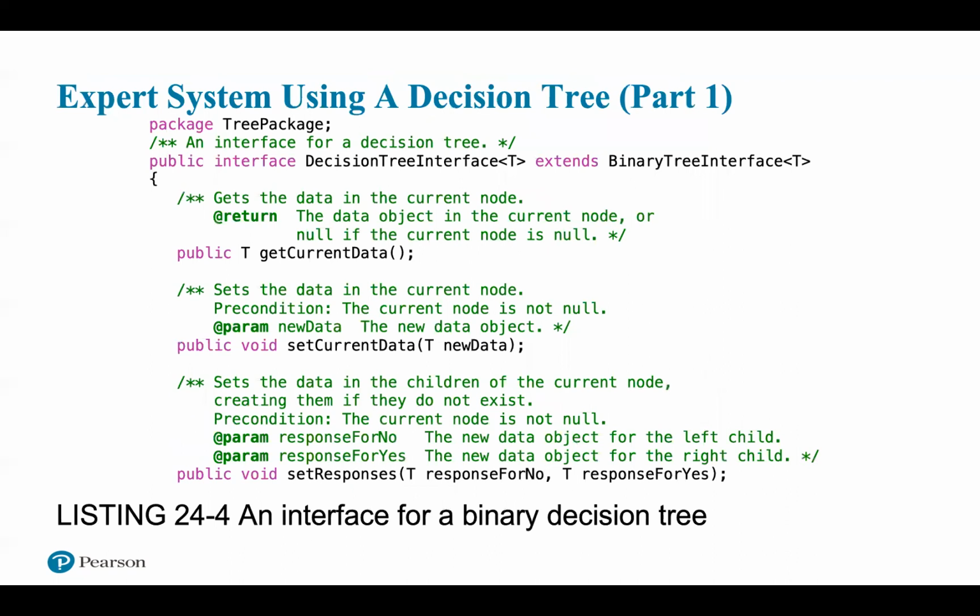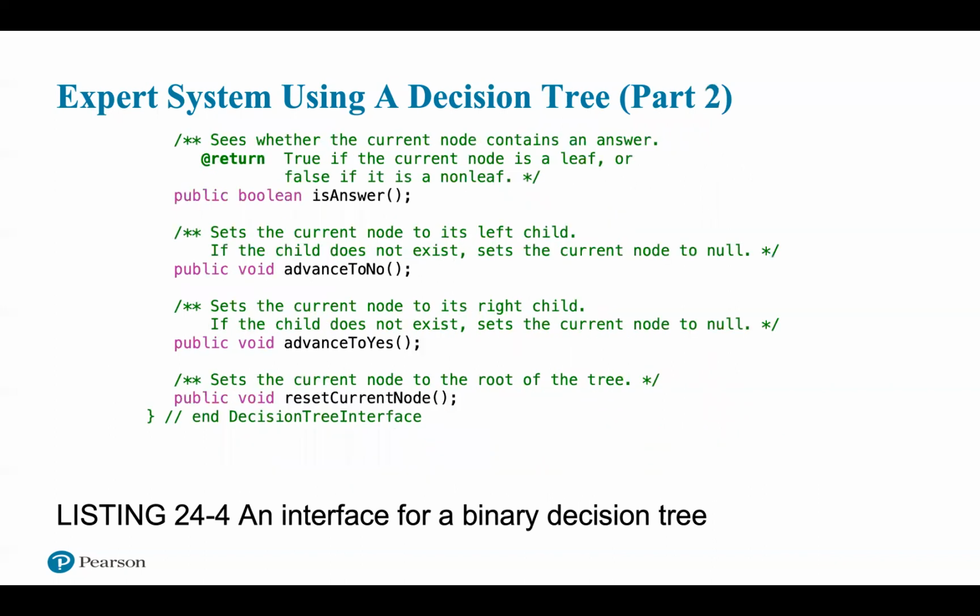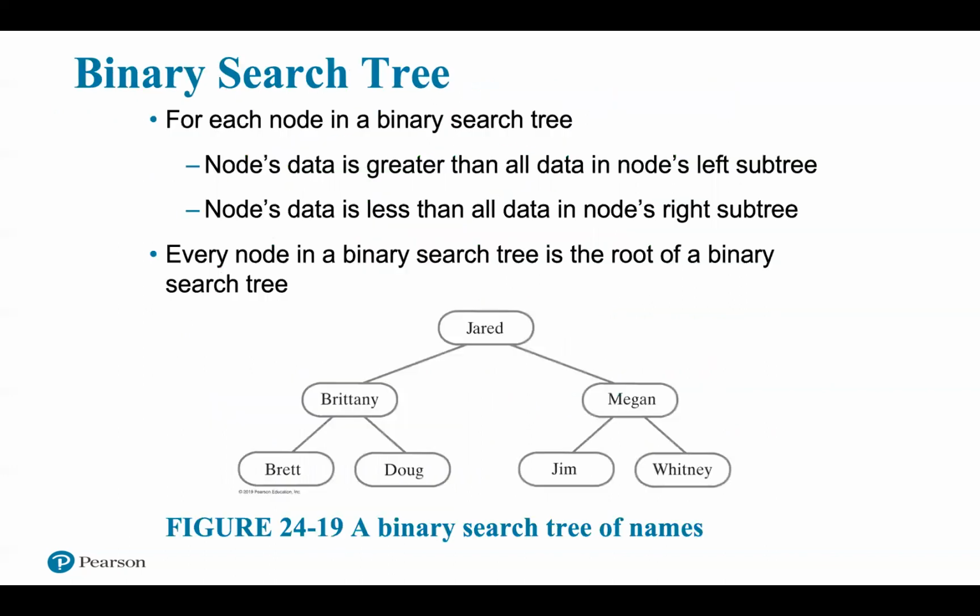A decision tree provides operations that move us along a path through the tree and access the current node. Listing 24.4 that we're showing here contains a possible Java interface for a binary decision tree. And this is the second part. You can see this here in this chart if you want to look at that in more detail or look that up in the text.